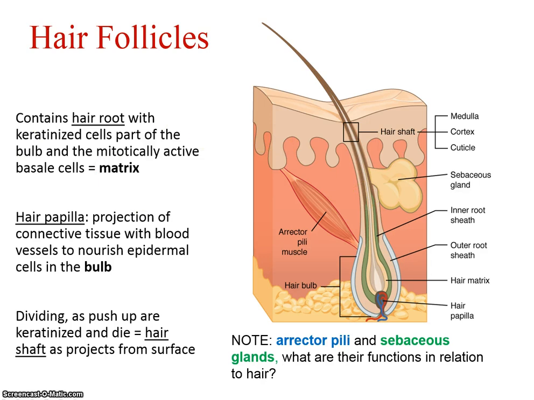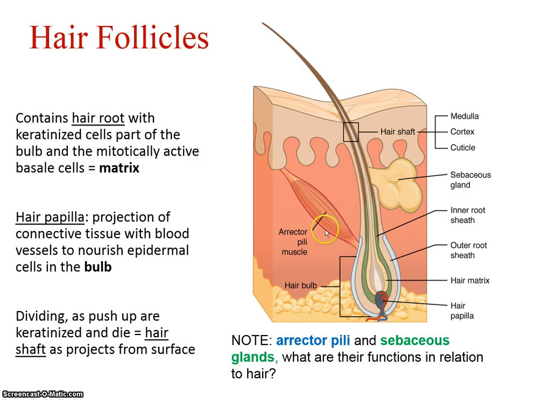So what we see inside, in the dermis, and this is all over the body. I focus a lot on the scalp, but the scalp is not the only place for hair. It's pretty much everywhere. You have a hair root with the keratinized cells. Again, keratin is very big for this. And the mitotically active basal cells in this place we call the matrix. The papilla is a projection of connective tissue and blood vessels that help nourish these really active cells. Dividing cells are pushed up, keratinized, and die. The hair shaft, we're in the process of dying here, and as it erupts, it's dead. And this is very protective for us.